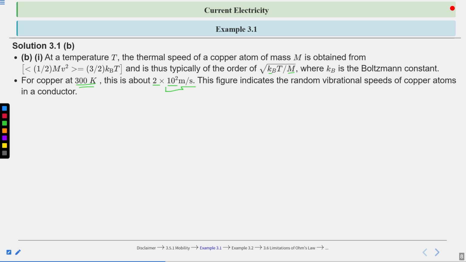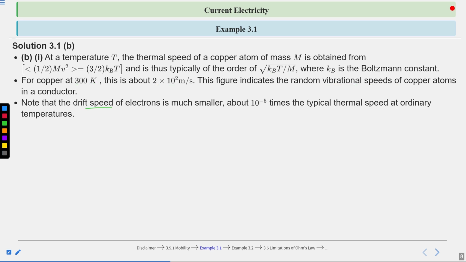This figure indicates the random vibrational speeds of copper atoms in a conductor. These are not speeds of atoms moving here and there, because in metals atoms are fixed due to metallic bonds. They can only vibrate, they are not free to move; only electrons are free to move. So the thermal speed here is the vibrational speed of the copper atom, not a drift speed. It is only vibrational speed, of the order of 10 raised to power 2 meter per second.